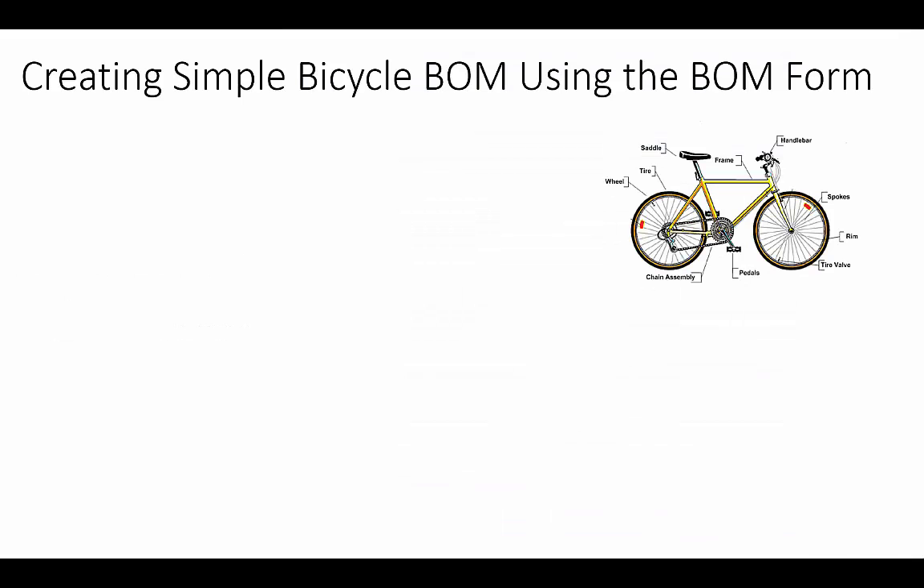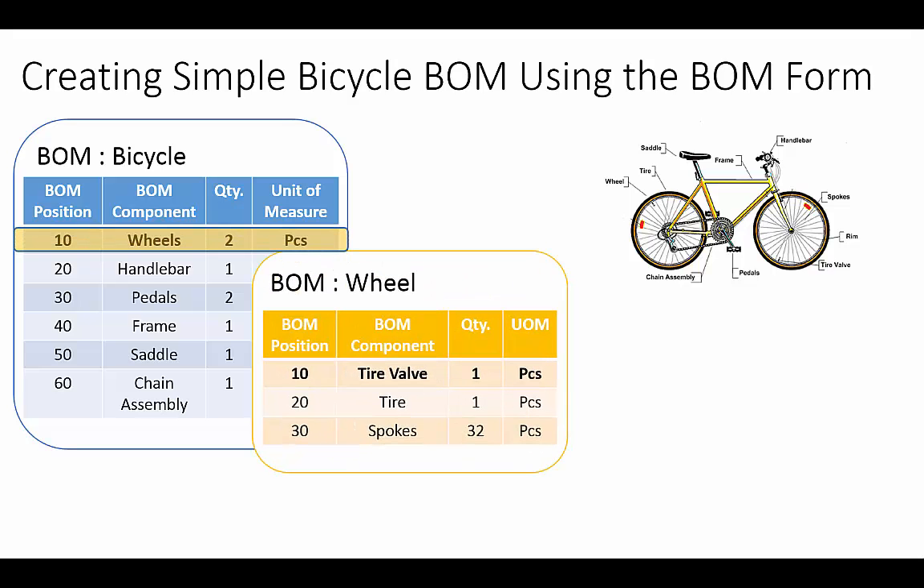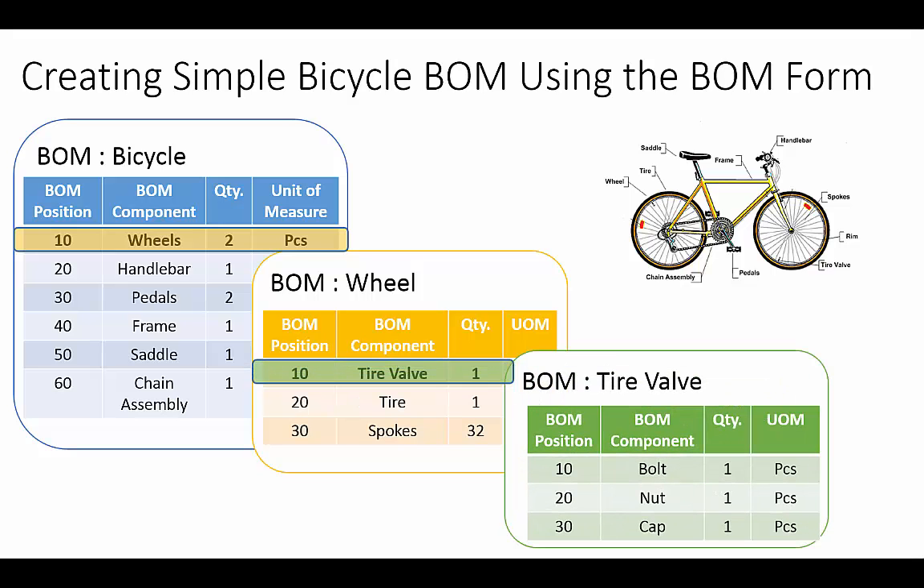We will create a simple bicycle BOM using the BOM form. The bicycle is made up of wheels, handlebar, pedals and so on. Again, the wheel is a sub-BOM which is made up of tire valve, tire and spokes. And the tire valve is made up of bolt, nut and cap. BOM construction should happen from bottom to top, because without the tire valve we cannot assemble the wheel, and without the wheel we cannot assemble the bicycle. We will first create a tire valve BOM, followed by a wheel BOM and finally the bicycle BOM. So in total we will create 3 BOMs.